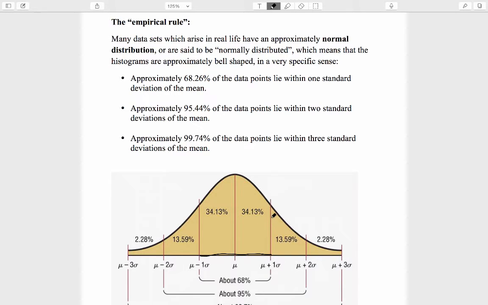Please let me emphasize, it is not the case that every dataset in real life looks like this. There are very important datasets that don't look like this. But for the many datasets fitting this description, these percentages are very helpful to know.